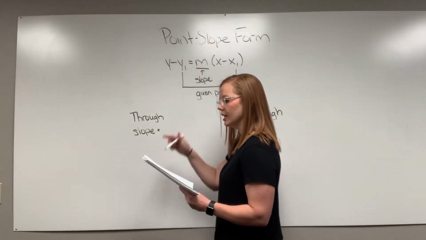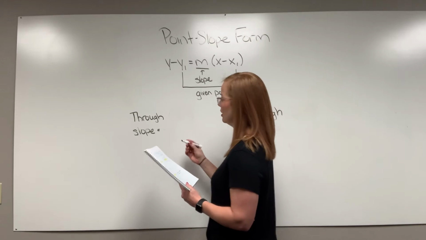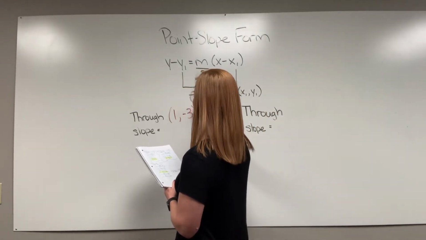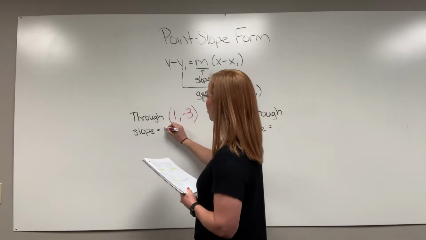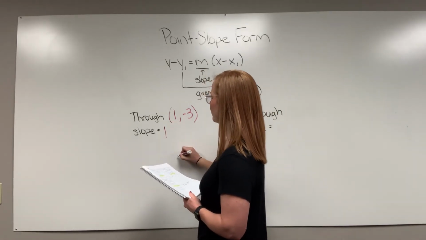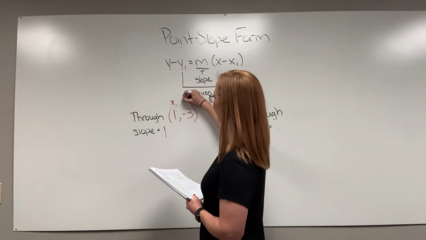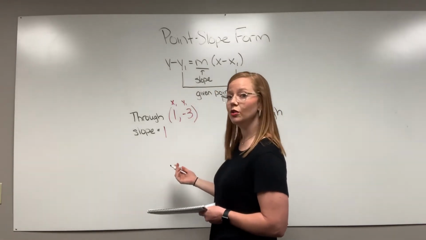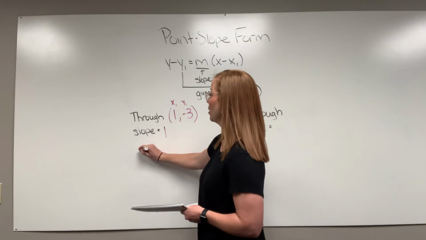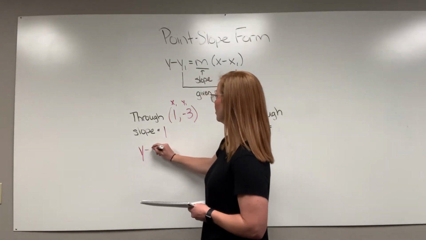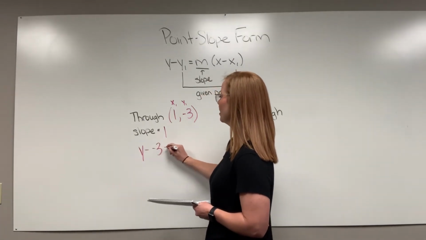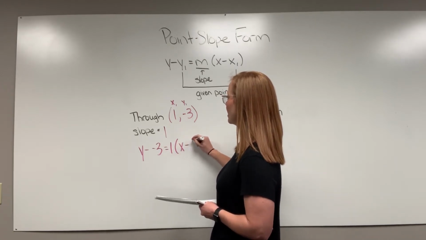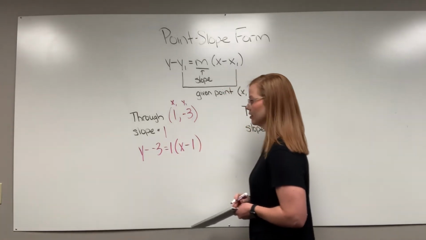So for our next example, let's say that we're going through the point (1, -3) with a slope of 1. I'm going to label my x1, y1. Then I'm going to plug into my point slope form. Y minus the y that they give me equals the slope times x minus the x that they give me.